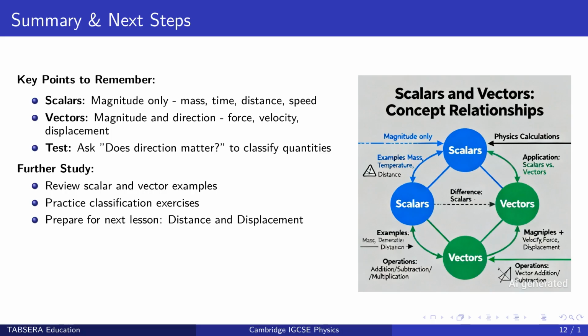The key points to remember are: first, scalars have magnitude only. Examples include mass, time, distance, and speed. These quantities are completely described by a number and unit. Second, vectors have both magnitude and direction. Examples include force, velocity, and displacement. These require directional information for complete description.